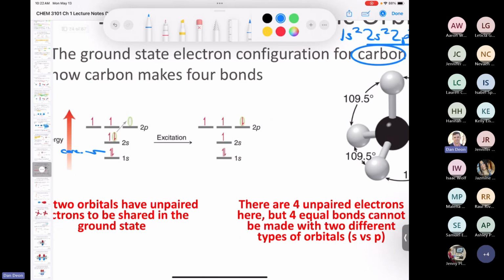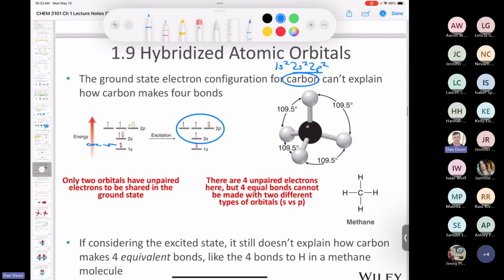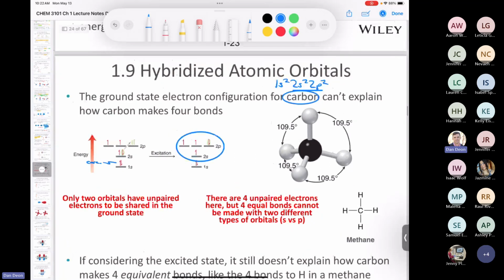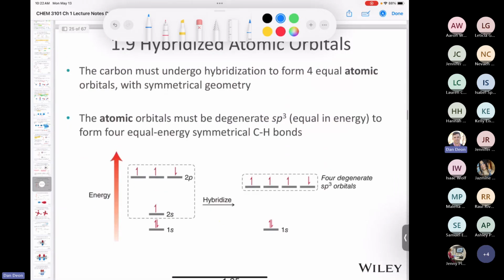However, the problem is that now you have 4 unpaired electrons, yes, but they're not all in equal orbitals. You have 3 in the 2p's, and 1 in the 2s. So what we have to do is hybridize them. We have to mix them together so that we end up with 4 electrons evenly spaced around the carbon. So here's the hybridization. We take our 3 2p orbitals and the 1 2s, we hybridize them, and we end up with 4 degenerate sp3 orbitals. And this explains why carbon has 1, 2, 3, 4 evenly spaced electrons around it.